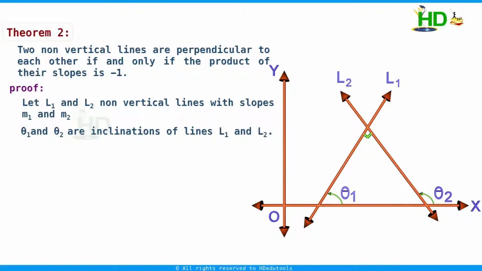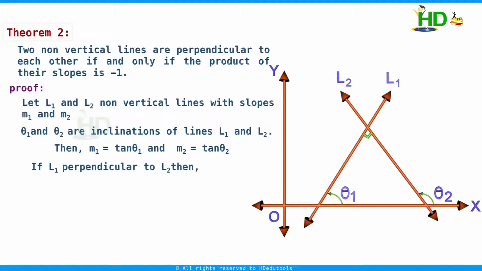The slope of the first line, m1, is tan theta 1, and m2, the slope of the second line, is tan theta 2. L1 and L2 are perpendicular to each other. This angle is 90 degrees, this is 90, this is theta 1. We can write theta 2 equal to 90 plus theta 1, since this is a triangle and this is the exterior angle of the triangle. The exterior angle of a triangle is equal to the sum of the two opposite interior angles.